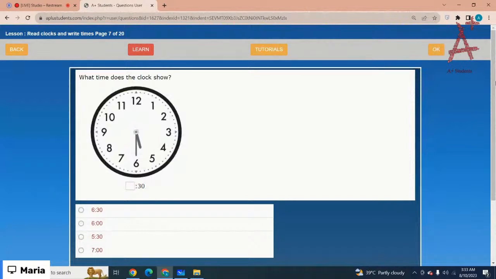You can see the hour hand is midway between 5 and 6, right? And this is before 6, so that means it is 5:30. The correct option is 5:30.